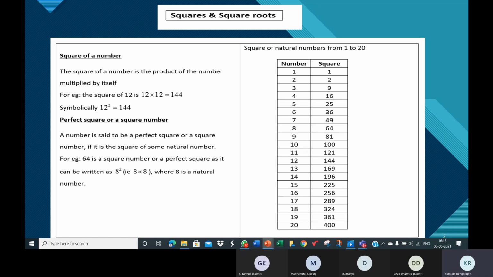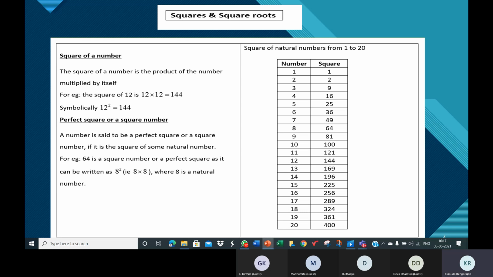What is the square of 3 by 11? 9 by 121. The square of 3 by 11 means 3 by 11 into 3 by 11. So how do we multiply 2 fractions? We multiply the numerators, we multiply the denominators. So 3 into 3, 9, 11 into 11, 121, which is 9 by 121.